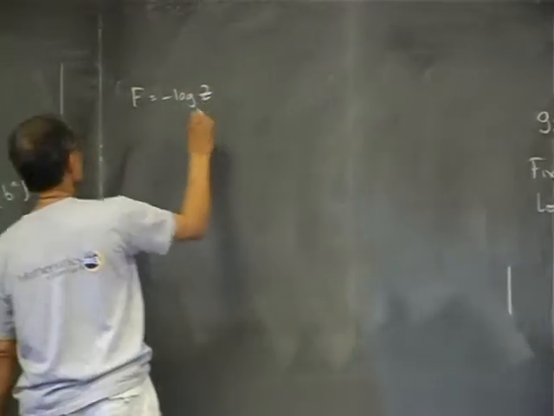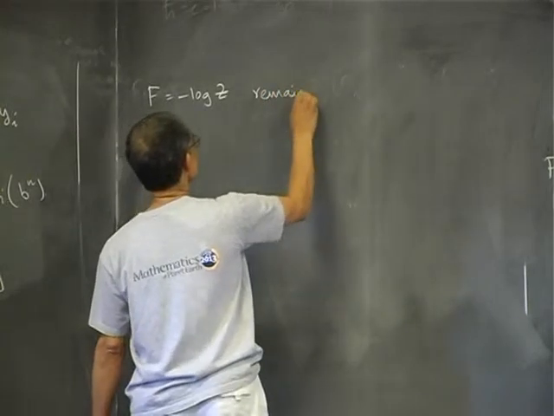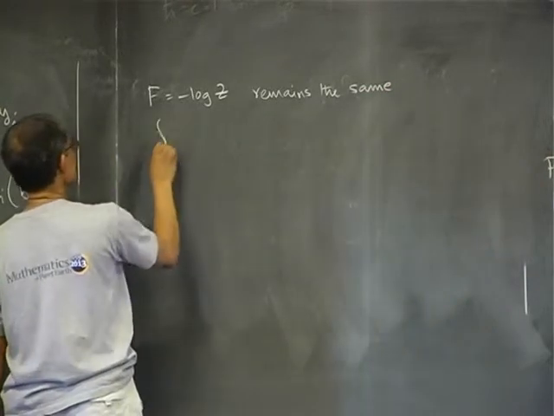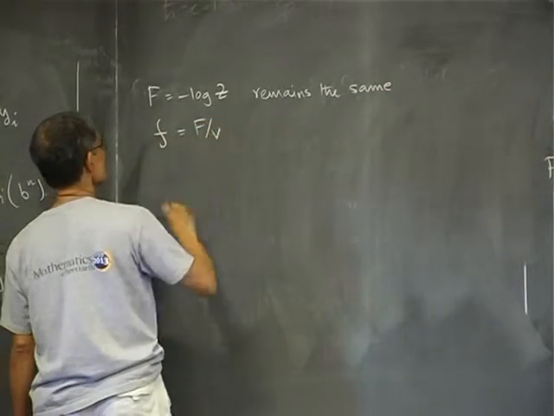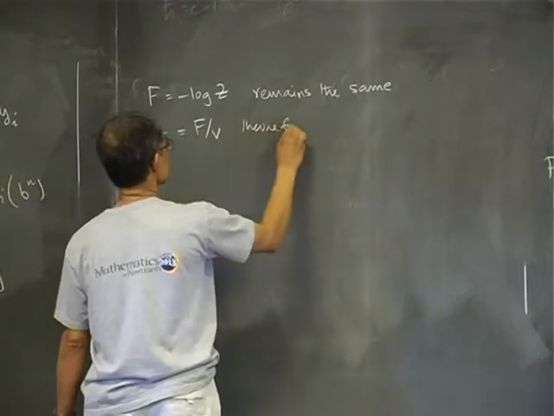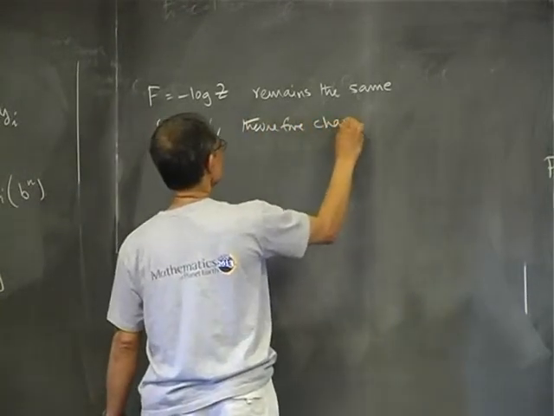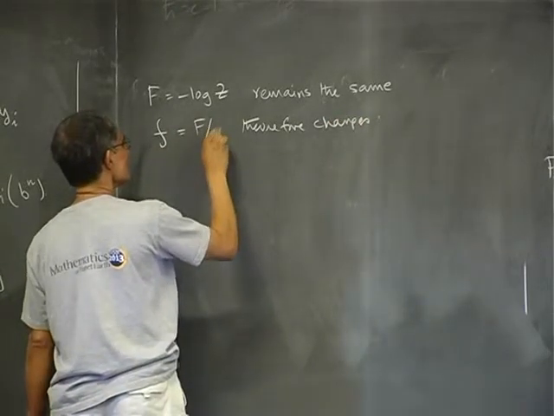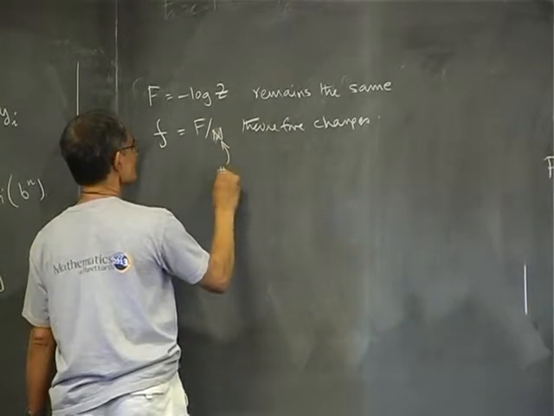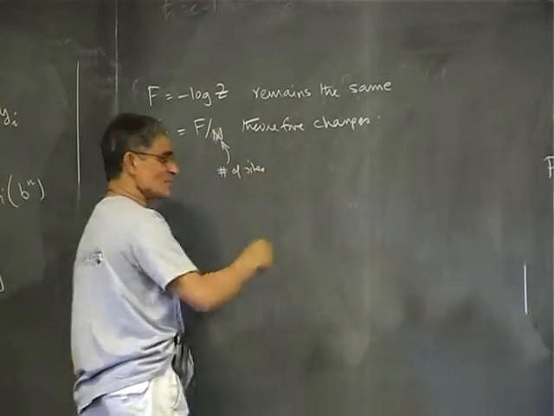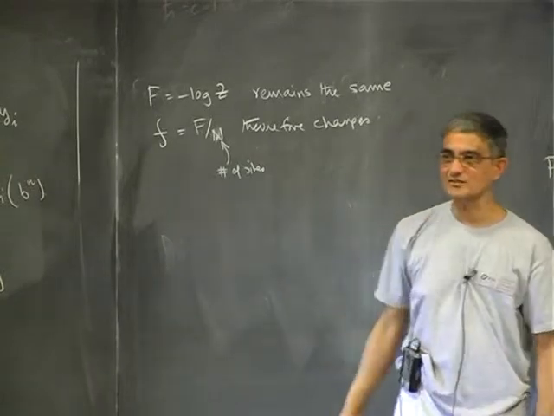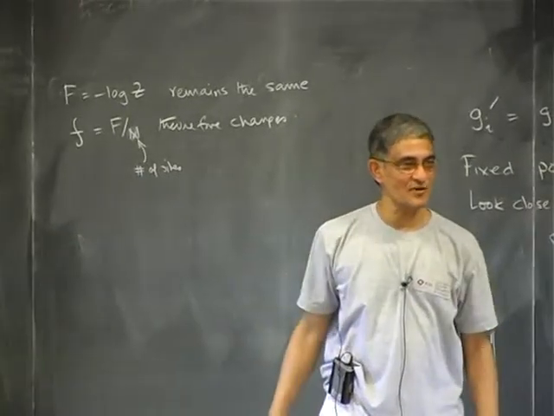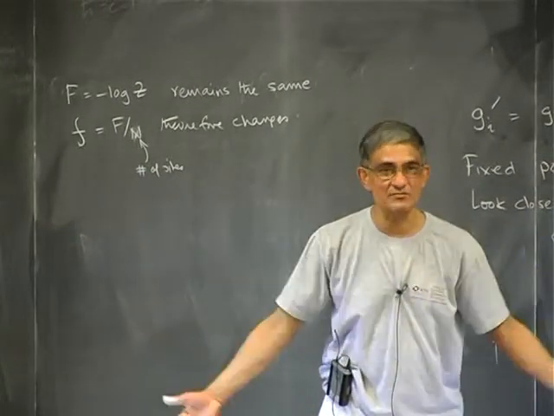Log of the partition function remains the same. But the free energy density therefore changes, where free energy density, I mean free energy divided by the number of sites, because everything is measured in units of the lattice spacing, because the number of sites have gone down, right? Because you have changed the lattice spacing from a to say 2 times a, right?